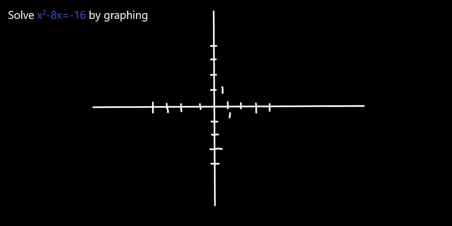Let's take a look at solving x squared minus 8x equals negative 16 by graphing. First thing we're going to do is make this equation equal 0, and to do that we're going to add 16 on both sides. Now we have x squared minus 8x plus 16 is equal to, and I'm going to write the 0 in red, because once again, this represents the horizontal line of y equals 0, which we're trying to find the intersection of graphically. Now we need to graph this parabola, so I'm going to find the vertex.